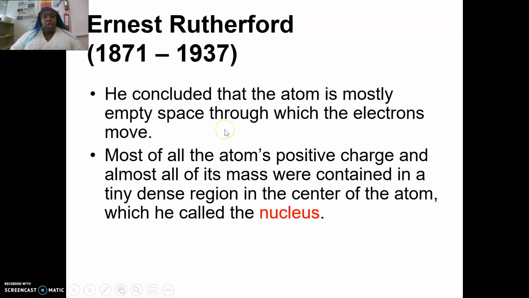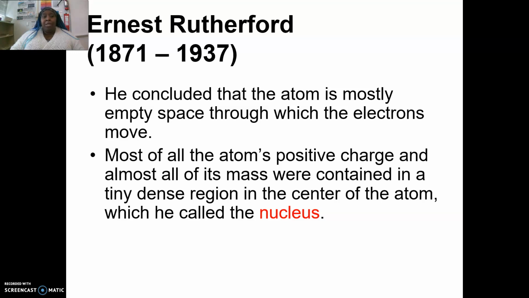So, some of his conclusions. He concluded that the atom is mostly empty space, through which all of the electrons move. And then he proposed that most of the atom's positive charge and almost all of its mass are going to be in a region in the center of the atom, and he ended up calling it the nucleus.